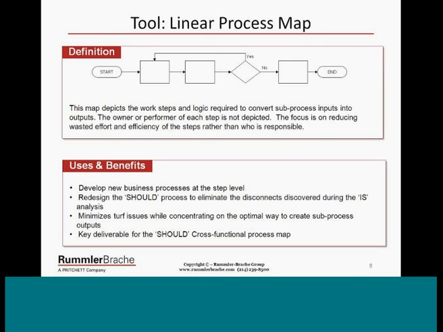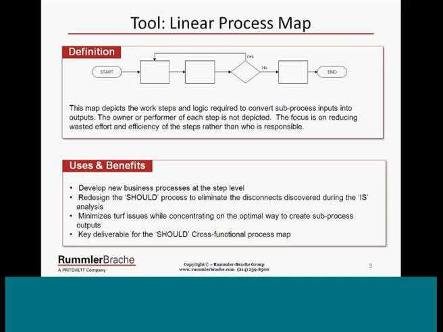Some definitions. A linear process map is the work steps and flow to convert sub-process inputs into outputs. So basically, each sub-process in a map would have its own linear map. It's great for developing new business processes. I would say its primary use is in helping you design a new process. It could be used for discovery, that is to document an existing process, but we find that we use it most for designing new processes because it shows the essence of that workflow. It helps minimize turf issues because it concentrates on the optimal way to create those value-added sub-process outputs.